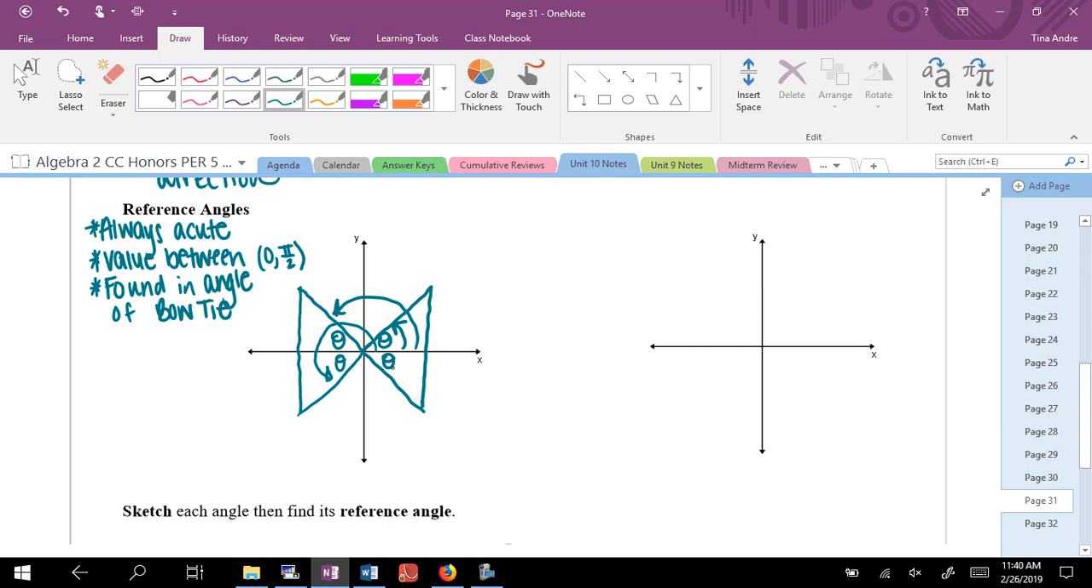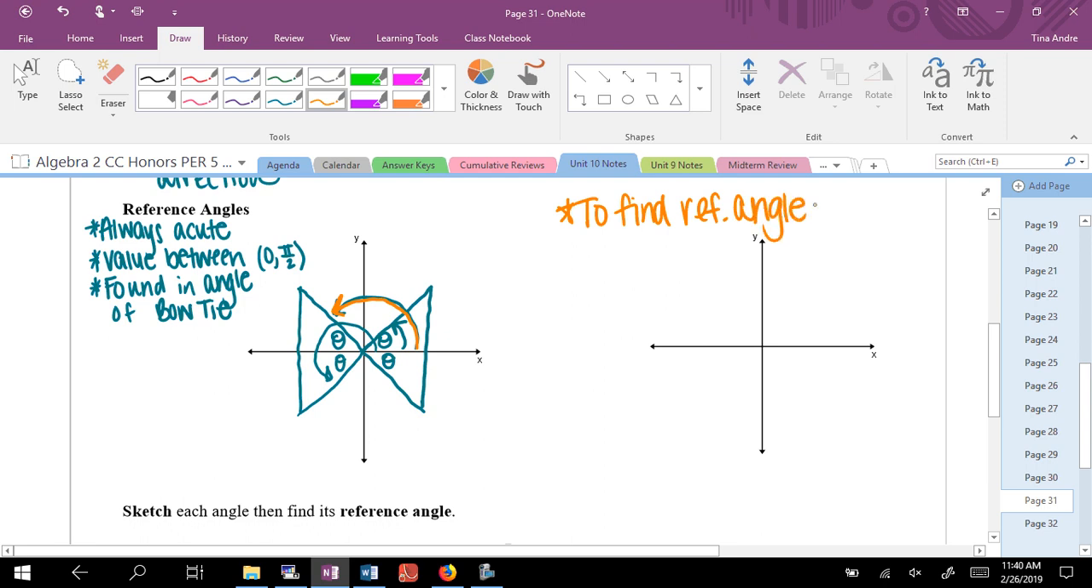The other thing I want to do on this set of axes is to talk about more specifically, how do you actually find the measure? So if I was looking at this angle right here, so from here to here, how would I actually find that? So let's just write a little note here. So to find reference angle, you're going to use these following measurements.